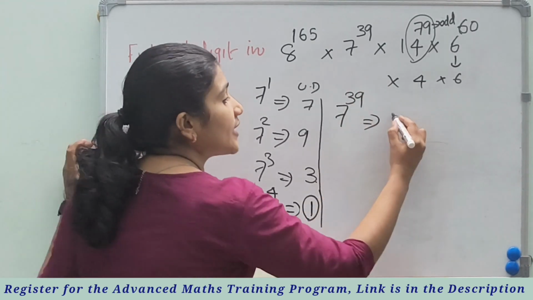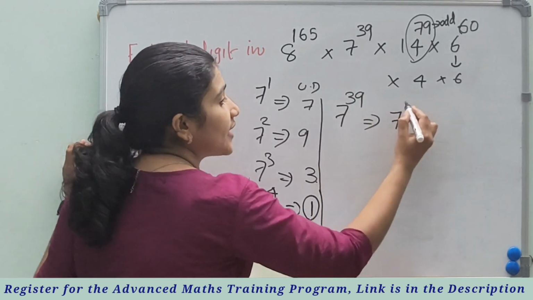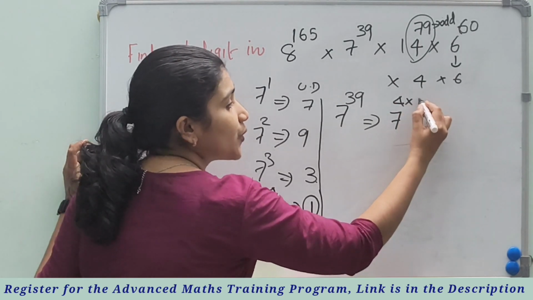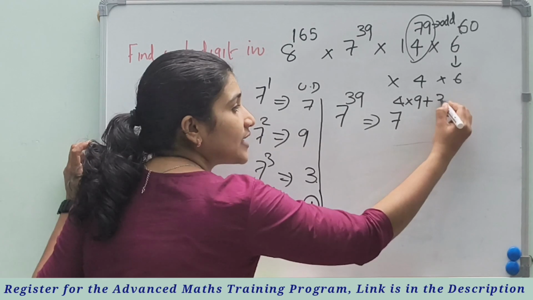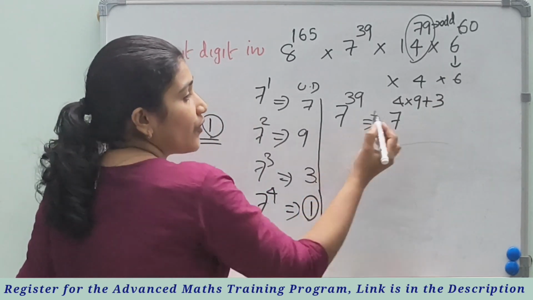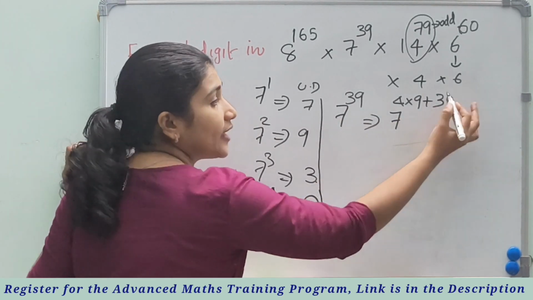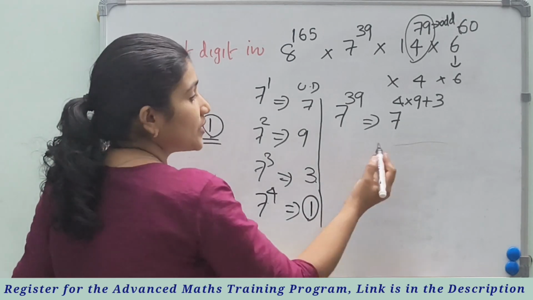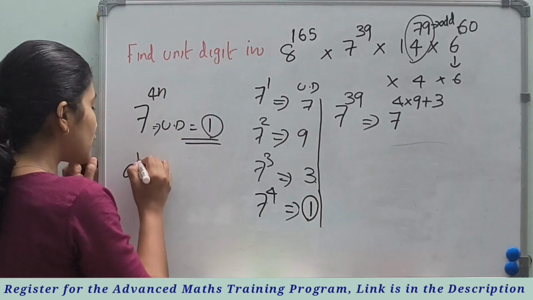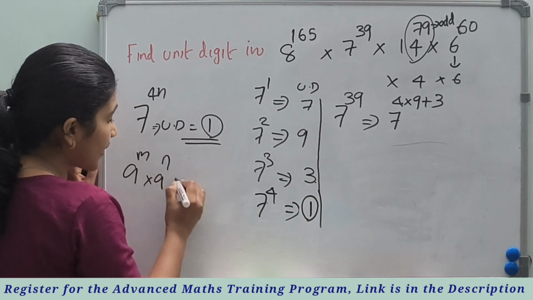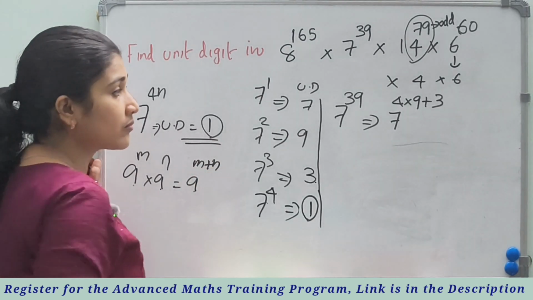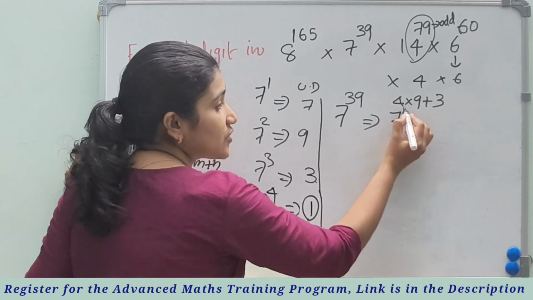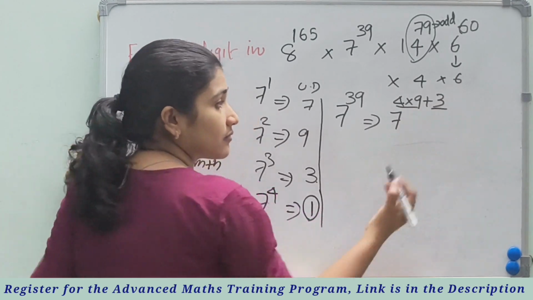Now 7 raised to 39, I can write 39 as 4 into 9 is 36. So 36 plus 3 is 39. So we can write 39 as 4 into 9 plus 3. Now this is in the form of a raised to m into a raised to n is a raised to m plus n. Here bases are same. Look at this, 7 raised to m plus n.